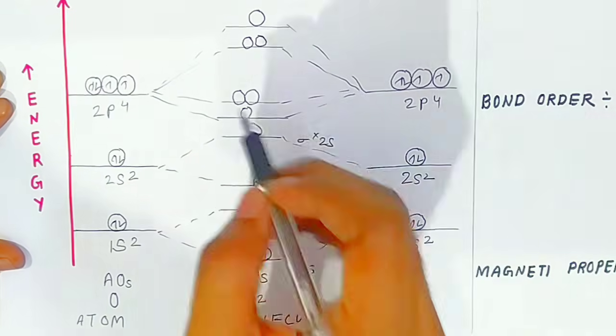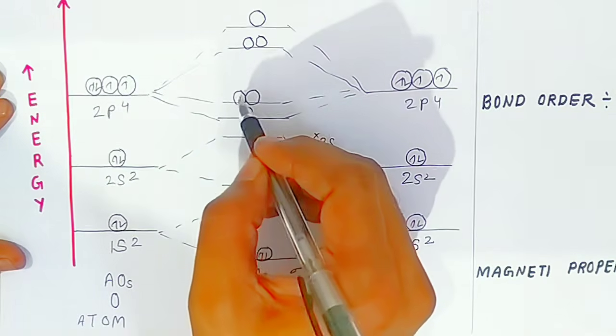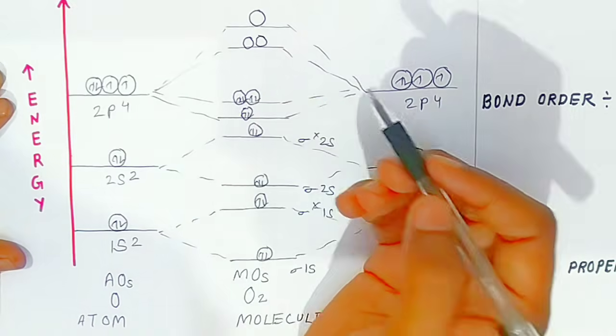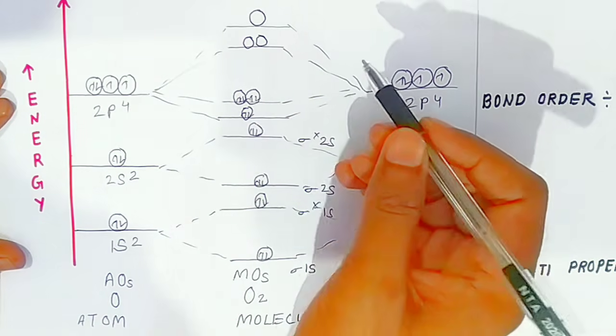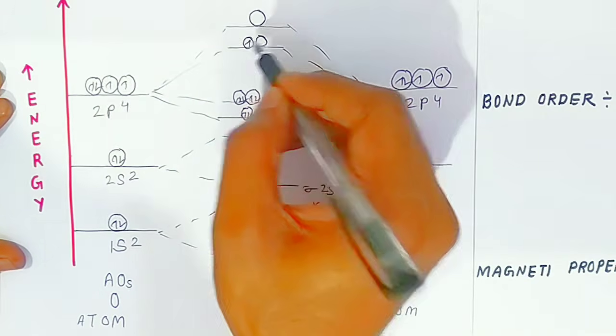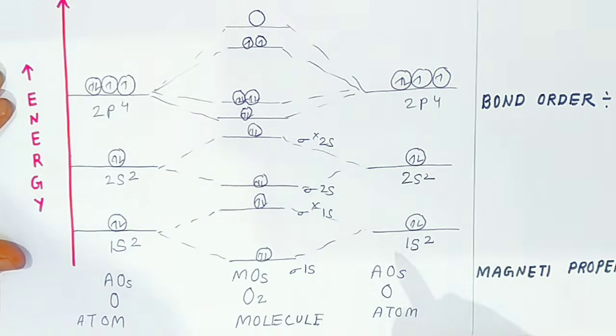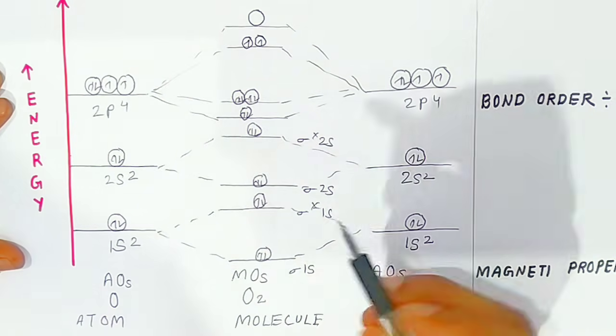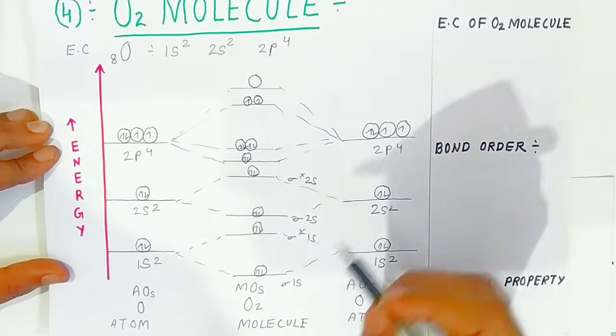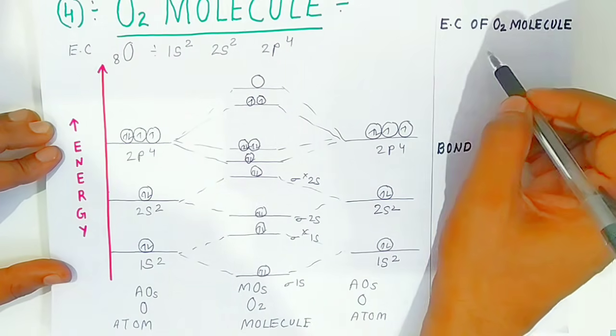Out of the 8 electrons, 6 electrons will go to the bonding molecular orbitals like this. Now 2 electrons will go to the anti-bonding. There will be 1 electron each. So this way, you can write the electronic configuration. Once you fill the electrons, what will be the electronic configuration of the oxygen molecule?